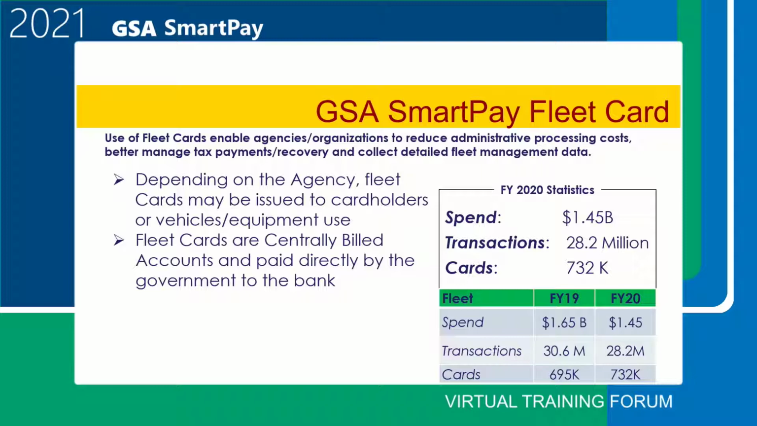So again, the 1.545 billion in spend in FY20. You can see that was down from FY19. Total transactions were down. We have seen in general card count, like the number of cards, go up in FY20. That's an overall trend, even with purchase and travel. But the overall spend is down, and it's to be expected with the time, right?